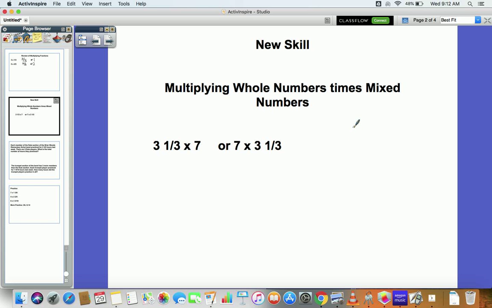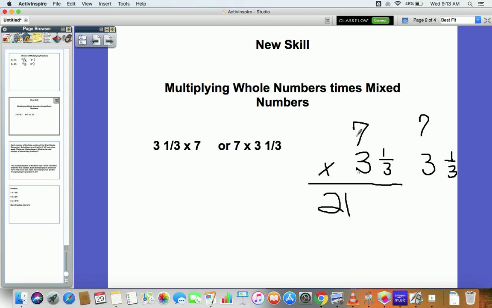I want you to kind of think of when we do our multiplication, okay? So we have 7 times 3 1/3. So it's kind of the same as our partial products multiplication, okay? Up on the top, we have 7. And on the bottom, we have 3 1/3. So we're going to take our 7 times 3, which would be 21. And then we take our 7 times 1/3, which would be 7/3. Okay, so that's how we would multiply a whole number times a mixed number.